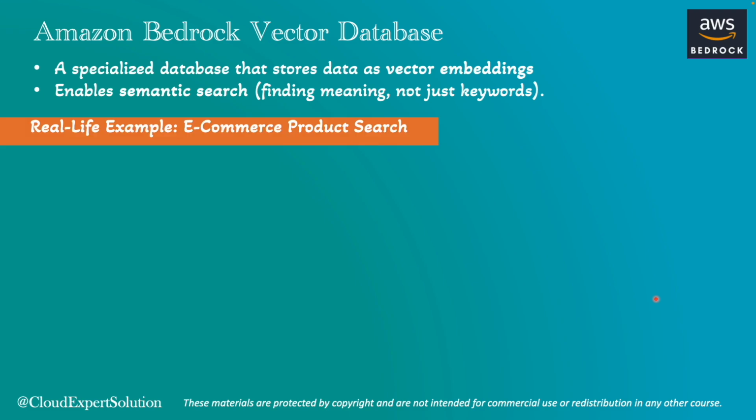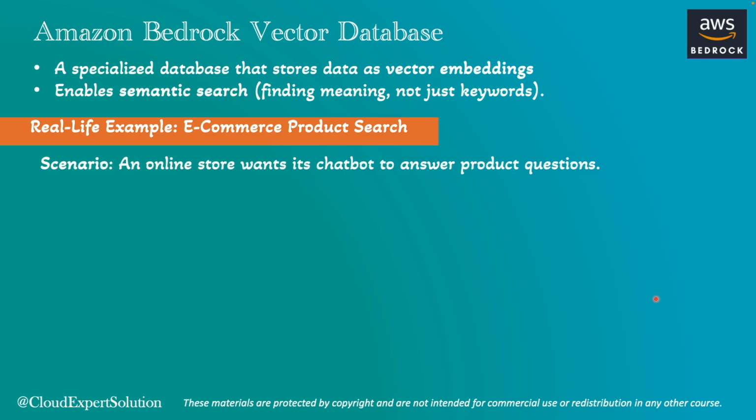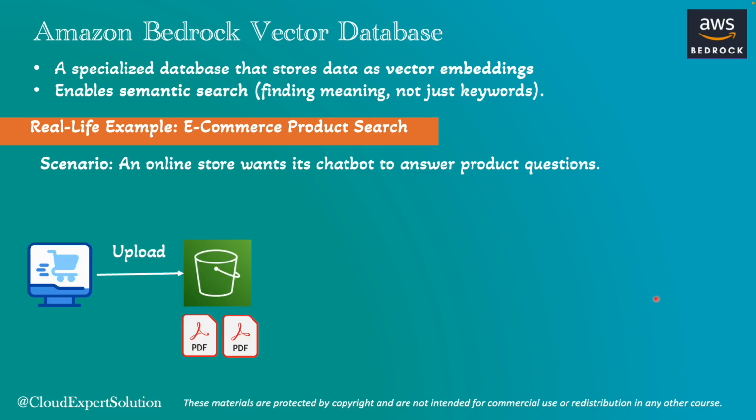Let's understand this concept even further, or if you have any confusion, let me clarify using a real life example. I am going to take an example from e-commerce product search. Here my scenario is an online store wants its chatbot to answer product questions. As part of this scenario, the first step could be we can upload the product manuals, that is the PDF copies and customer FAQ to an Amazon S3 bucket.